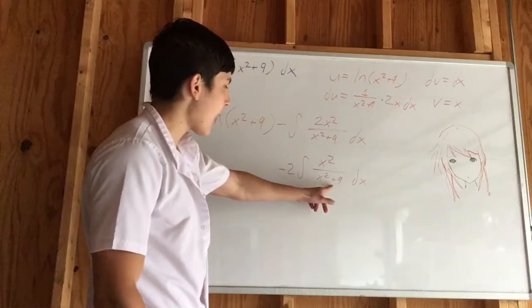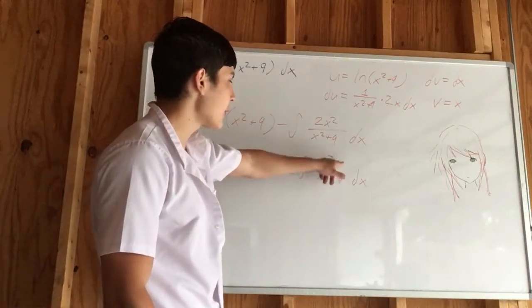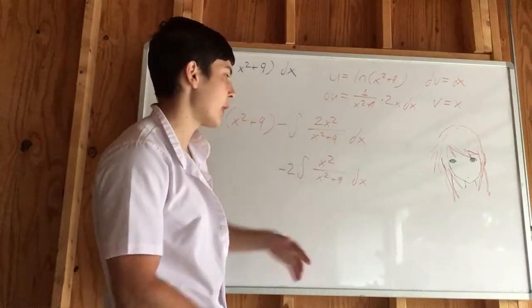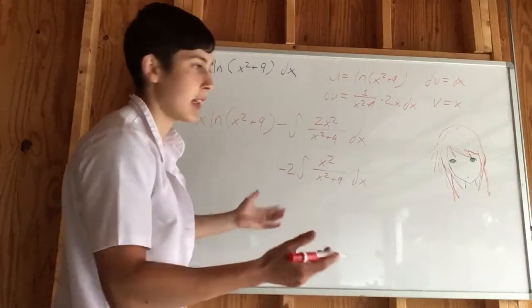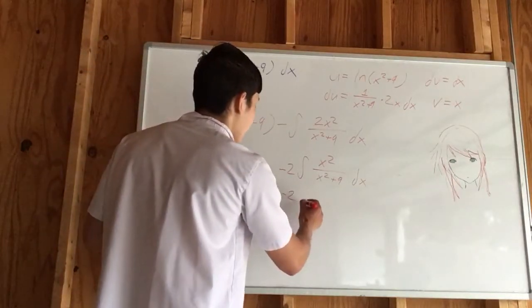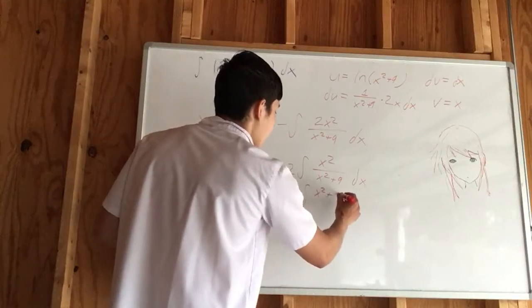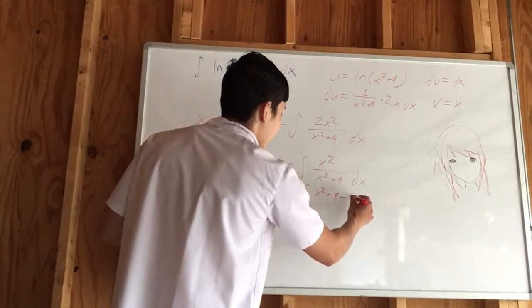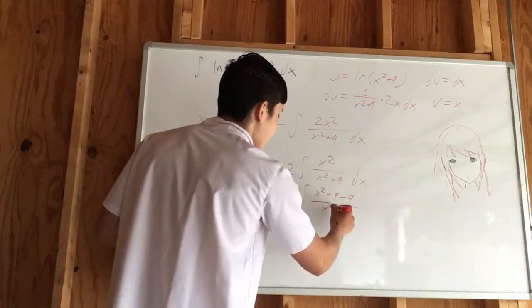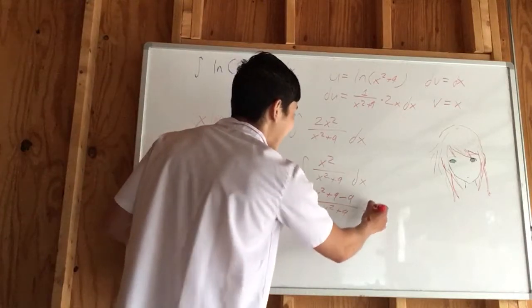Well, since we just have a single 9 that we're adding in the bottom, we could also add it in the top. But then we would have to subtract, because we can't just add 9 and then not subtract it. We could add 0, though. So let's do that. X squared plus 9 minus 9, so we've done nothing. We've just added 0. X squared plus 9 dx.